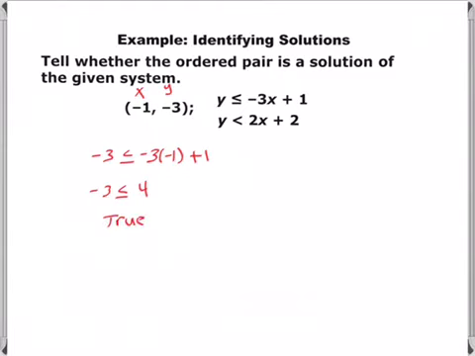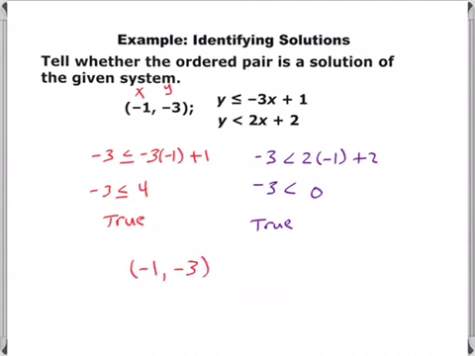So it works for the first inequality. So let's see if it works for the second. -3 is less than 2 times -1 plus 2. So 2 times -1 is -2. -2 plus 2 is 0, so we've got -3 is less than 0, which is also true. Since both of these are true, that means that -1, -3 is a solution.